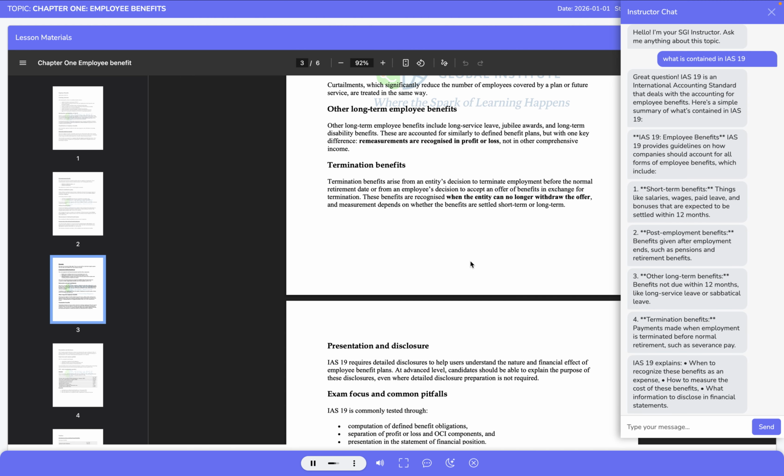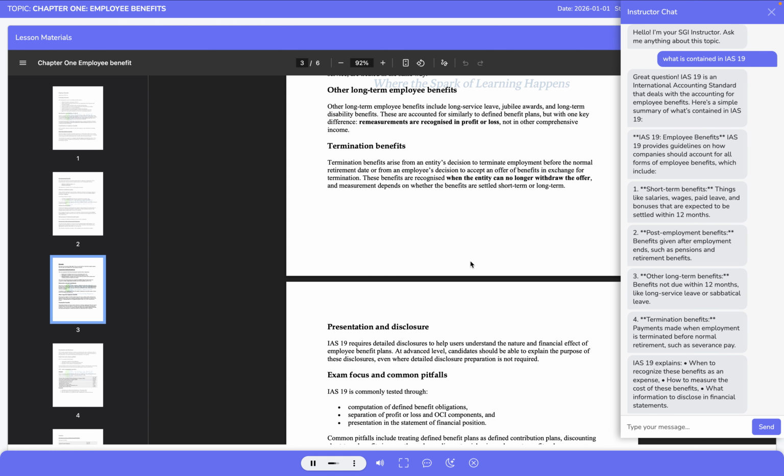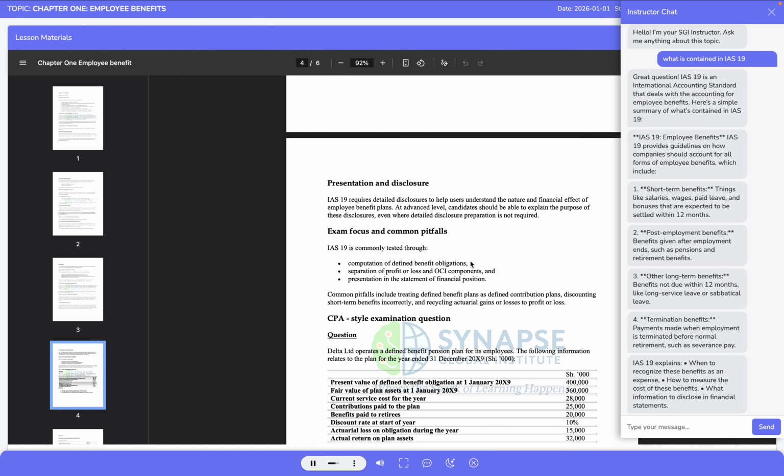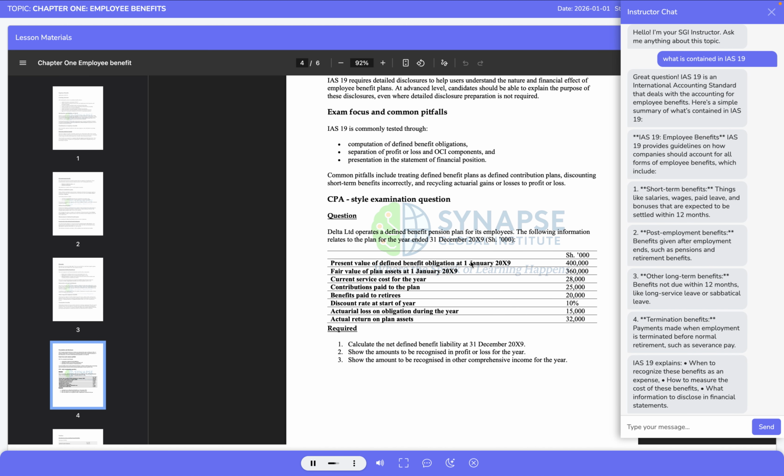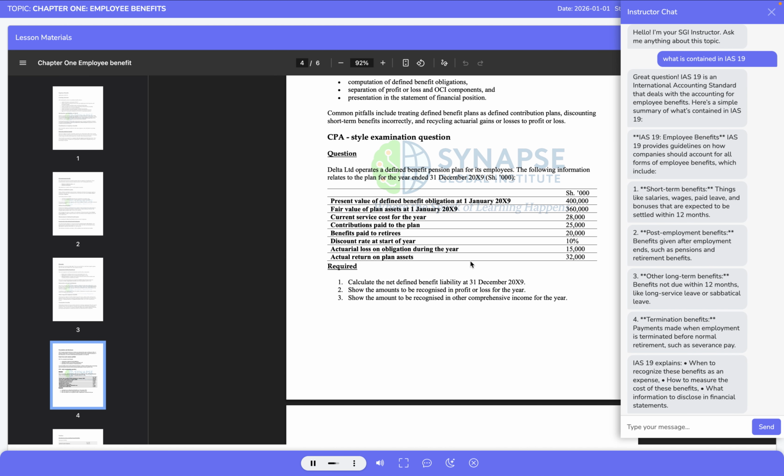To consolidate these principles, we are given a CPA-style examination question involving Delta Limited, which operates a defined benefit pension plan. At the start of the year, the present value of the defined benefit obligation is 400 million shillings, while the fair value of plan assets is 360 million shillings, resulting in an opening net liability of 40 million shillings.